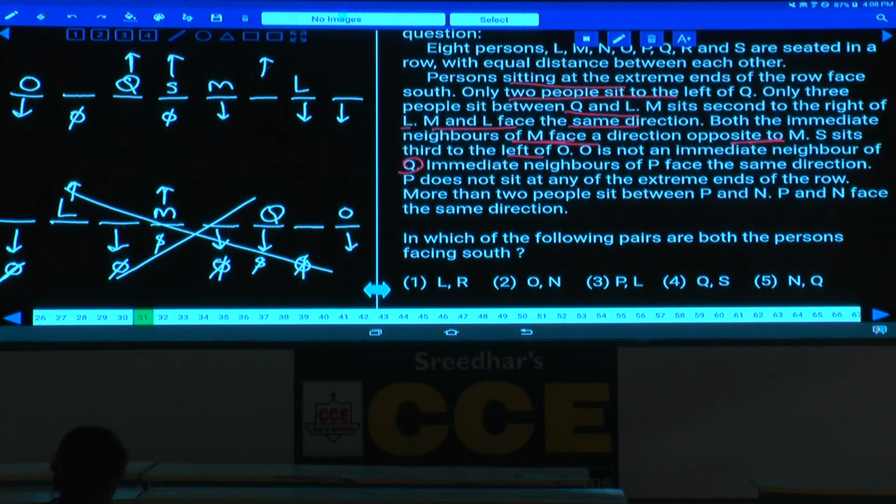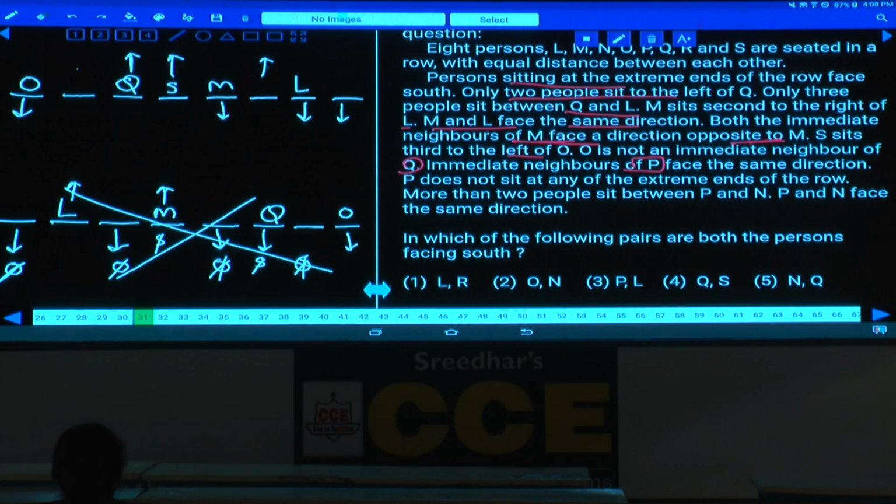Now we are left with only the first case. Then O is not an immediate neighbor of Q. Immediate neighbors of P face the same direction. Now tell me whether P can be at this place. If P is here, one of the immediate neighbors of P is facing south and another one is north, and these 2 persons are facing towards different directions. Hence P cannot be at this place because immediate neighbors of P must face the same direction.